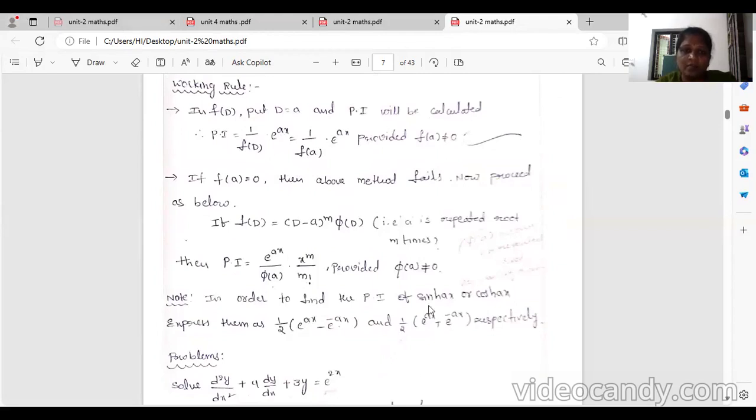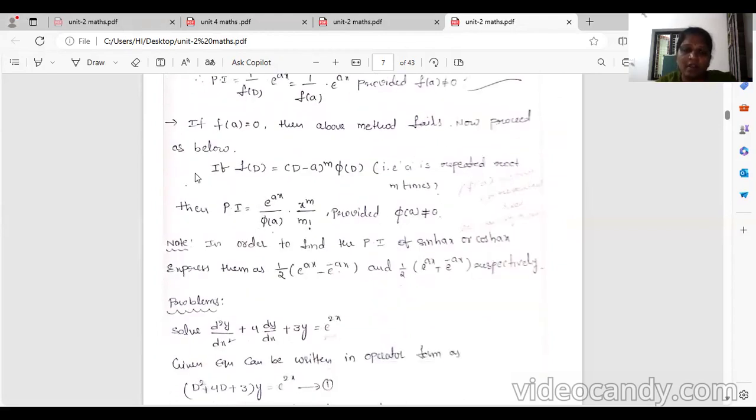Now proceed. f of D is expressed as factors, D minus a whole power m into phi of D. Here f of a equals 0, in that case only we use this formula. Then the particular integral is e power ax by phi of a into x power m by m factorial, provided phi of a is not equal to 0 and f of a equals 0.